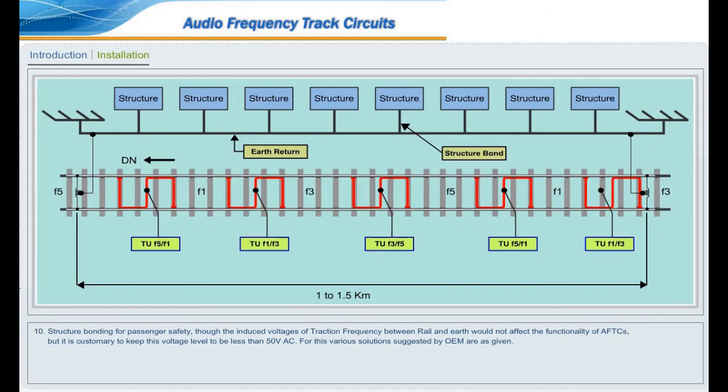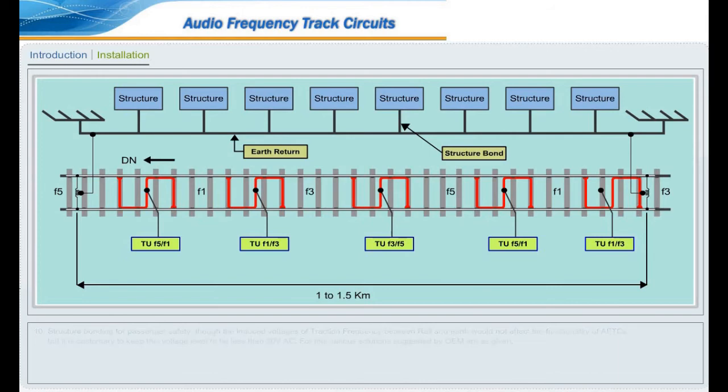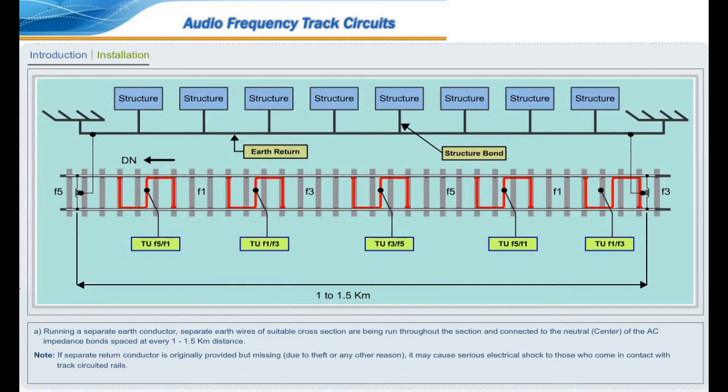For this, various solutions suggested by OEM are as given. Running a separate earth conductor: separate earth wires of suitable cross section are run throughout the section and connected to the neutral center of the AC impedance bonds, spaced at every 1 to 1.5 kilometer distance. Note, if a separate return conductor is originally provided but missing due to theft or any other reason, it may cause serious electrical shock to those who come in contact with track circuited rails.